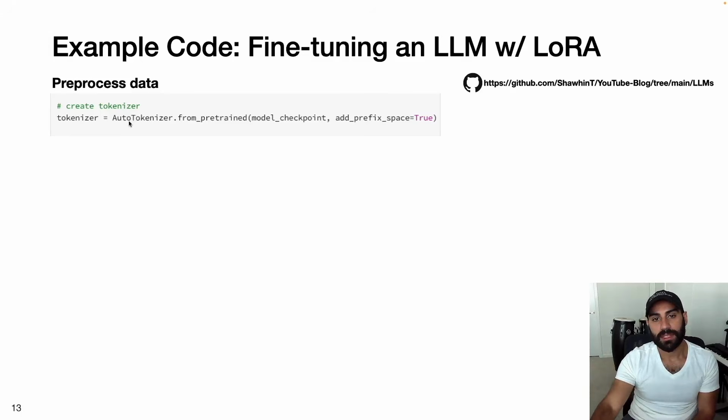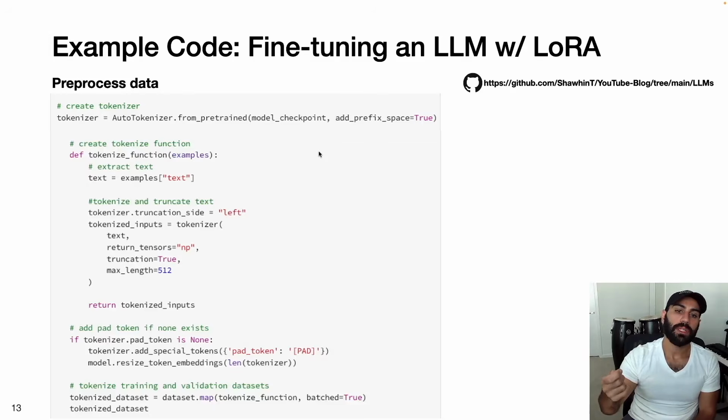So here we can use the AutoTokenizer class from transformers to grab the tokenizer for the particular base model that we're working with. Next, we can create a tokenization function. This is a function that defines how we will take each example from our training data set and translate it from text to numbers. This will take in examples, which is coming from our training data set.